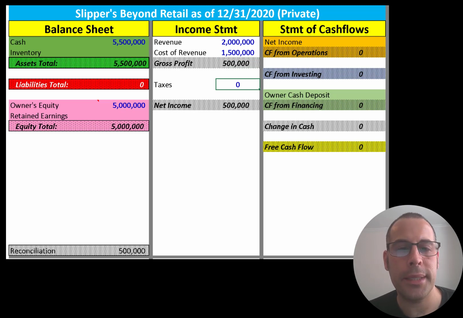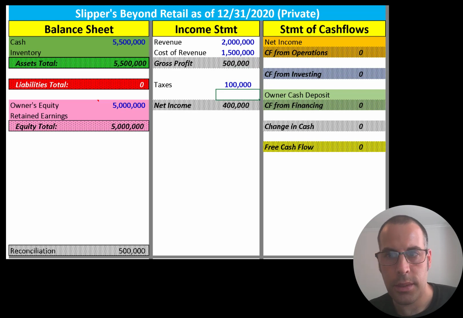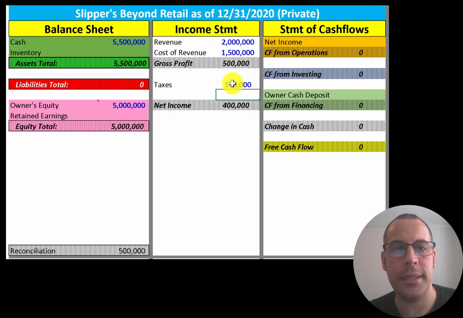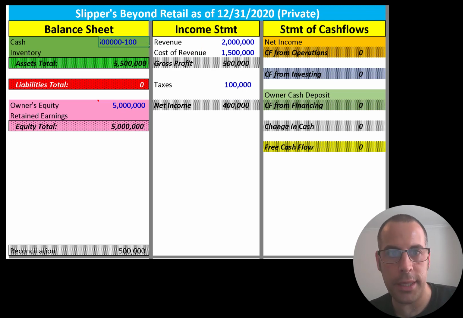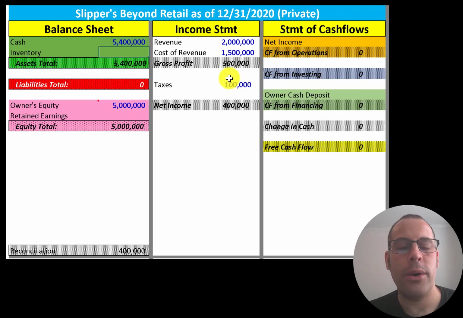Now we have to pay taxes, so I'm just going to give a 20% tax rate. So we pay $100,000 in taxes, so we have to minus $100,000 from cash because we have to send that money to the IRS. Now every transaction for 2020 is complete. Let's do our statement of cash flows now.